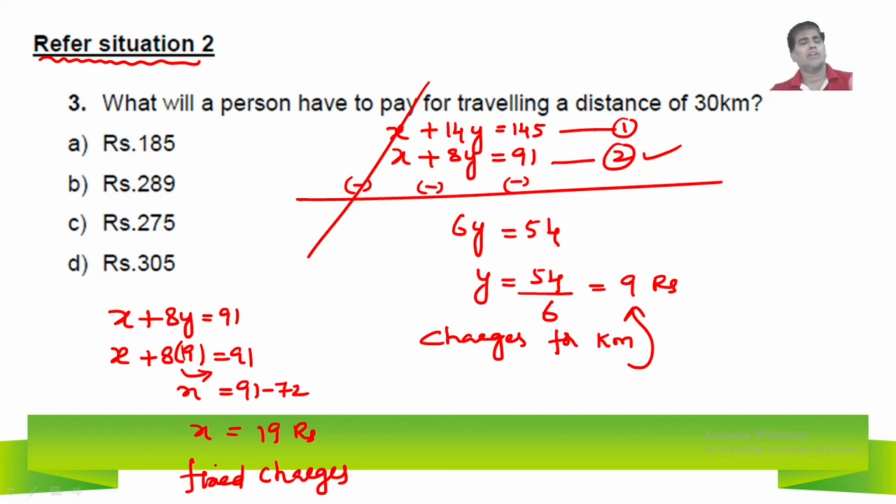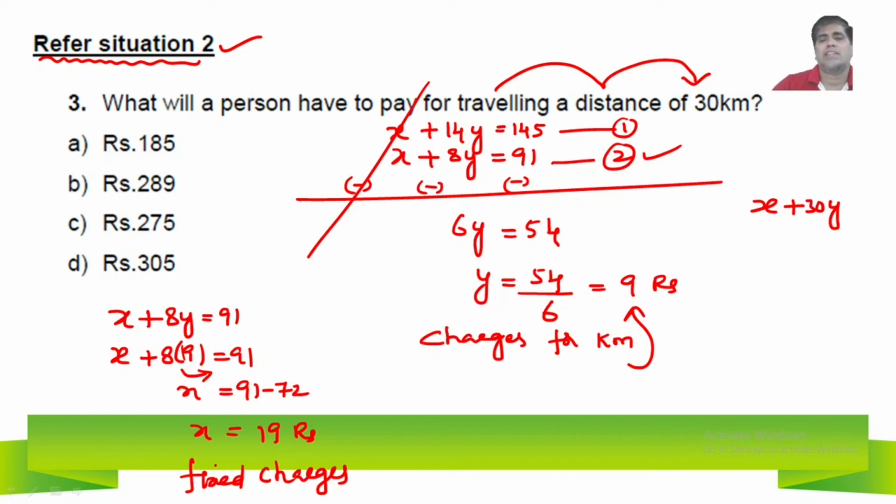So we got the x and y values, and based on this we can get how much he has to pay if he travels a distance of 30 kilometers in situation number 2. So we'll write the linear equation first, and after that we'll substitute the values. Fixed charges plus 30 kilometers, charging y rupees per kilometer. So x plus 30y we have to calculate. x is 19 here, and 30 into y. What is the y value? The y value is 9 here.